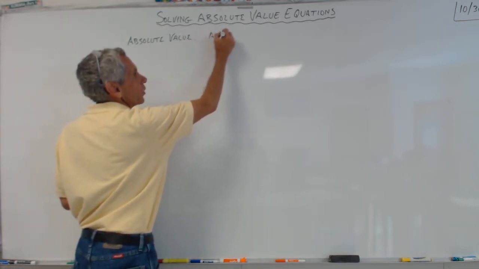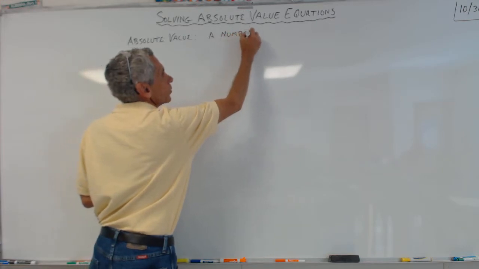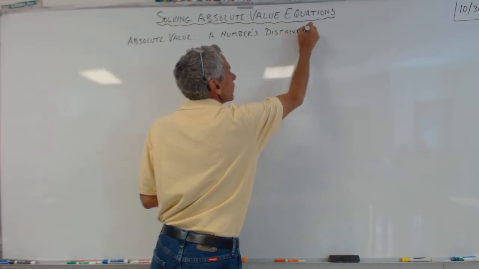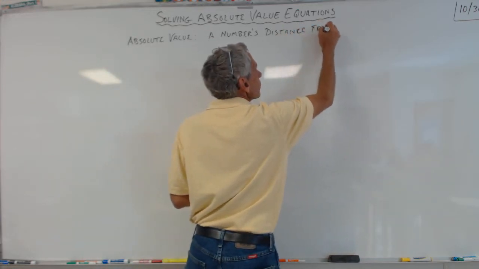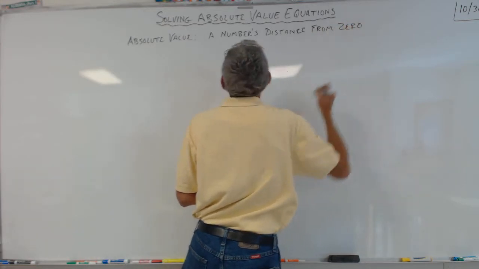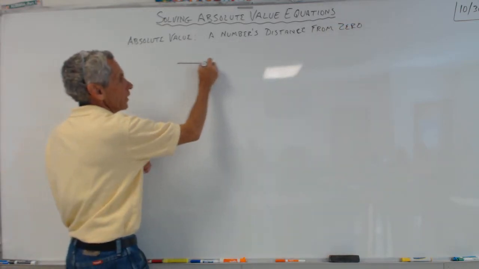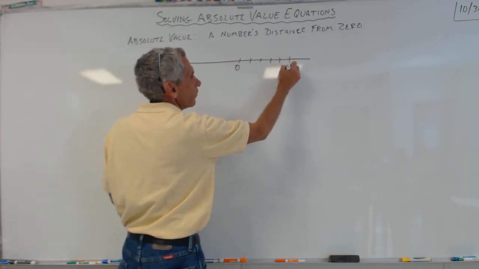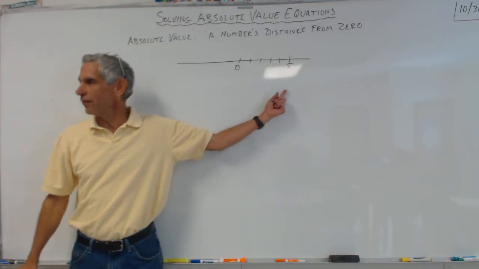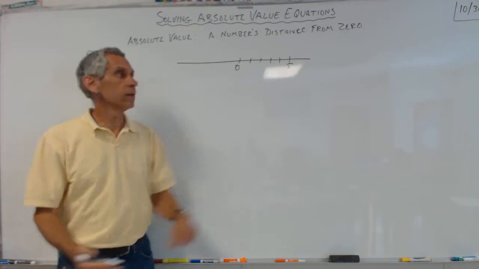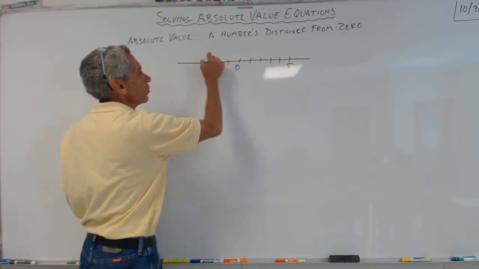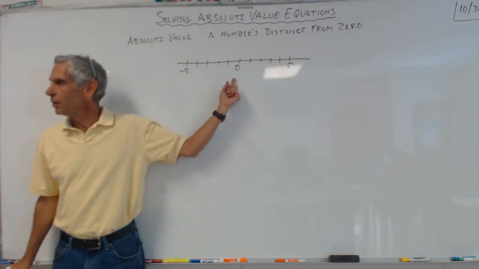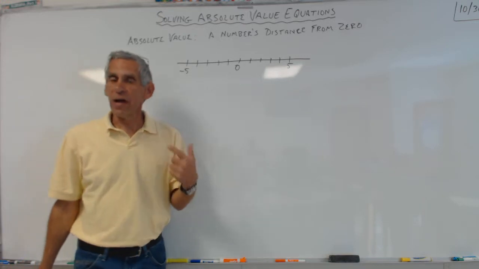All right, absolute value. It's basically a number's distance from zero. Okay? So let's think about it. If I have a number line, and here's 0, 1, 2, 3, 4, 5, there's positive 5. How far away is 5 from 0? 5 units, right? What about this though? 1, 2, 3, 4, 5, negative 5. How far is negative 5 away from 0? 5 units.